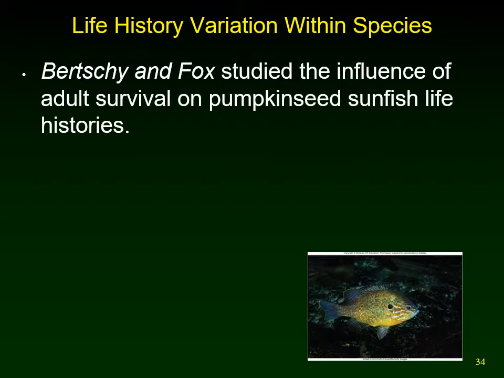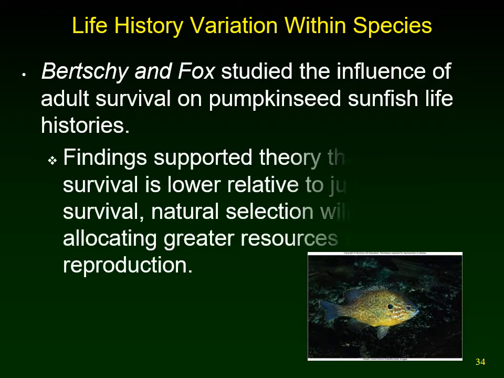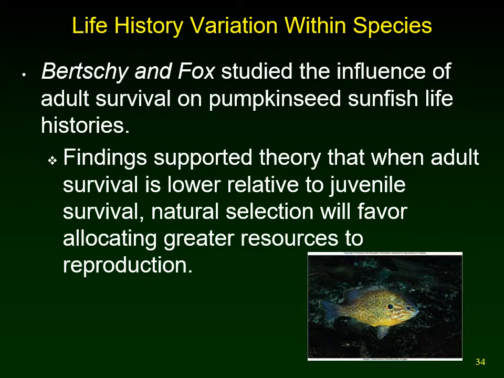And lastly here, this study looked at the influence of adult survival on pumpkinseed sunfish, and they found that when adult survival is lower relative to juvenile survival, natural selection will favor giving a greater amount of their resources to reproduction. So if it's not very likely that they're going to survive when they get older, they're going to put a lot of their resources into just making sure that they can reproduce and make offspring before they die.